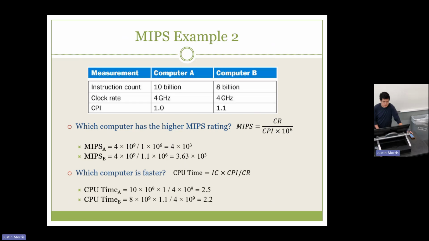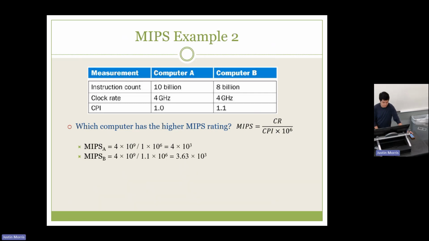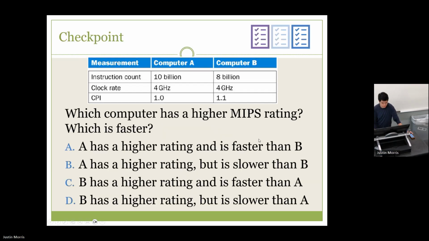So we can see how this MIPS rating is not always helpful. Yeah, because you said B was faster, not slower. A has a higher rating, but A is still the subject, so it's slow. Yeah, it's no problem.